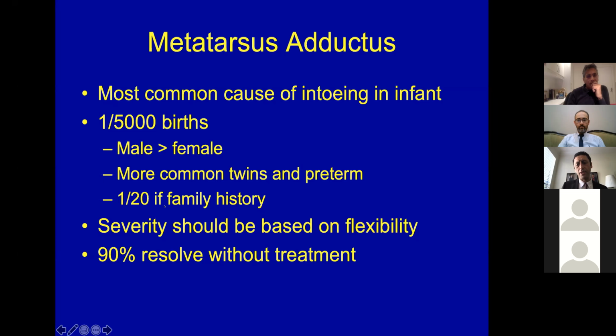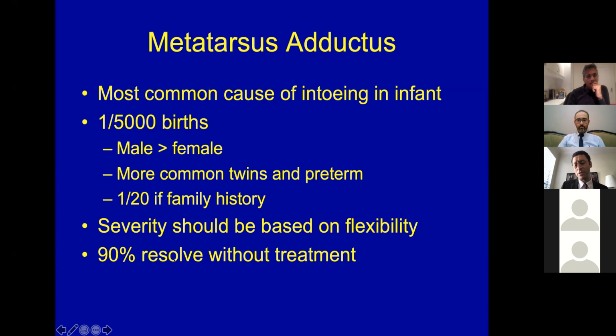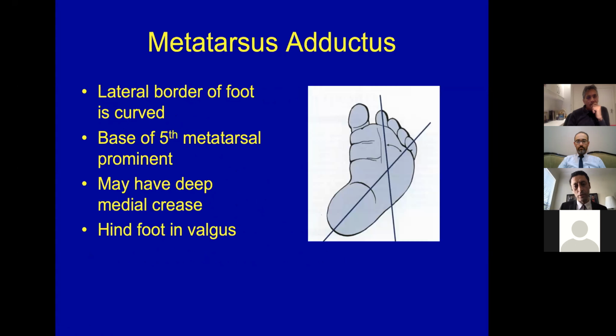The severity can be based on the flexibility. You can look at the foot and look for the flexibility, or the amount of correction you can achieve by passive correction of the foot. And most of the time, 90% resolve without treatment, with spontaneous correction. That's one of the deceiving causes of in-toeing gait: the foot deformity, or metatarsus adductus, gives you the appearance of in-toeing gait, but actually the tibia and the femur have a good alignment.